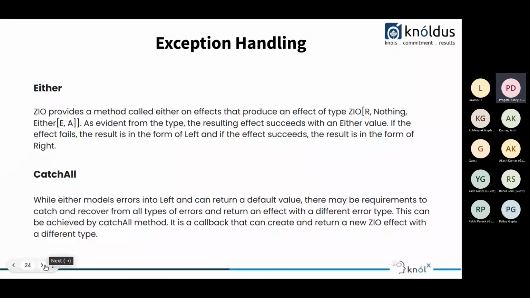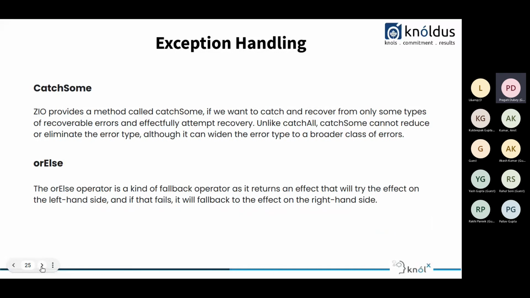Moving forward, catch all. While either models the error into Left and Right and can return a default value, there may be a requirement to catch and recover from all types of error and return an effect with a different error type. This can be achieved by the catch-all method. It takes a callback that can create and return a new ZIO effect with a different type. Moving forward, catch some. ZIO provides a method called catch some if we want to catch and recover from only some types of recoverable error and effectively attempt recovery. Unlike catch all, catch some cannot reduce or eliminate the error type, although it can widen the error type to a broader class of error. It is used for catching a specific type of error, not all types of error.